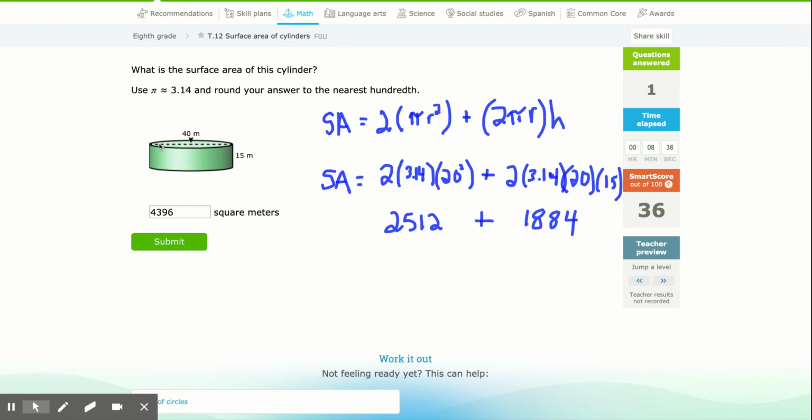Now be careful here. They give us the diameter. So the radius is not 40. The radius is 20. And 20 squared is not just 40. 20 squared is 400. And so make sure you do your multiplication first. 400 times 3.14 times 2 is 2,512. Then here it's 2 times pi, 3.14, times 20 times 15, because it's not r squared for the circumference. Circumference is just 2 pi r. Add those together, we get 4,396.